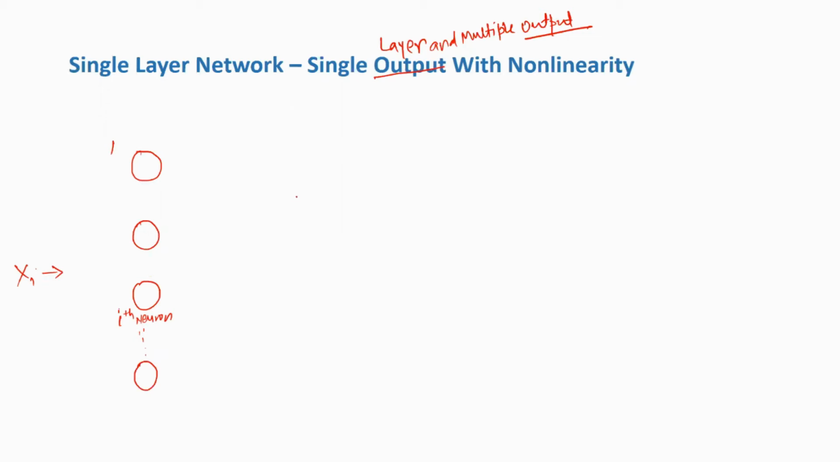Now we have a single layer but with multiple outputs. So multiple outputs means what? I have more than one output, 1, 2, say n, multiple outputs. And suppose this one is my jth neuron. Now, in this case, when we are providing this, all will be interconnected, as we discussed, with some weights. Correct. All will be interconnected with some weights.